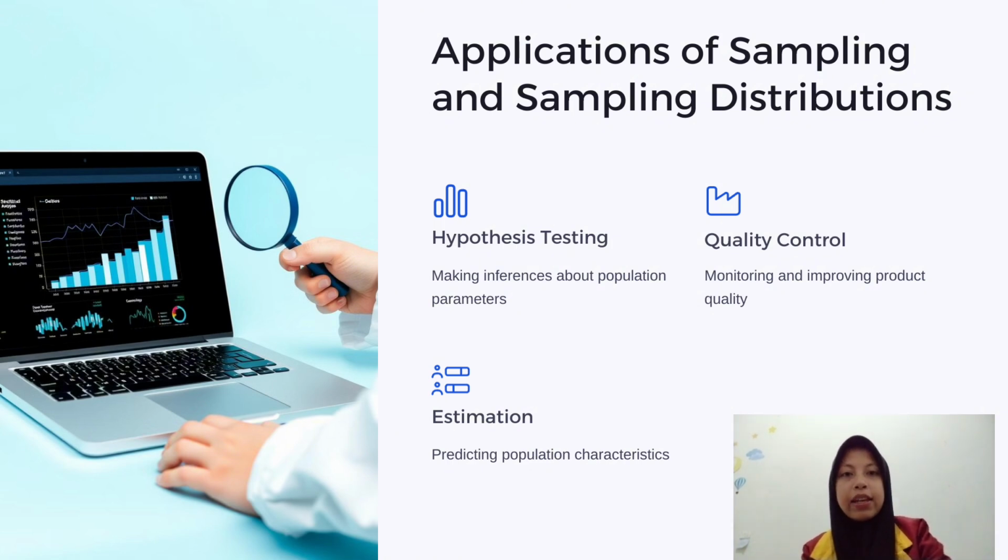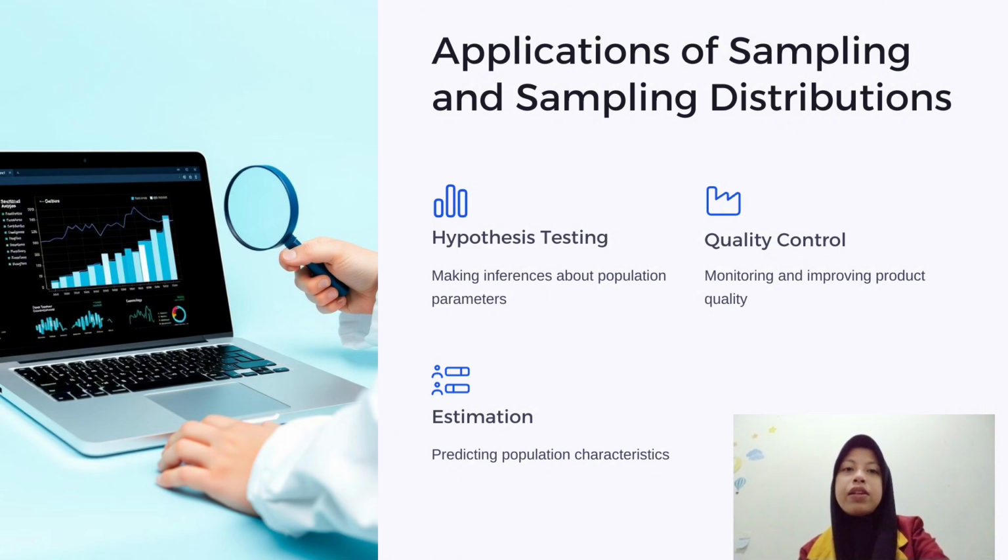The second is quality control. Manufacturers use sampling distribution to assess product quality. Example, testing 10 out of every 1,000 light bulbs to ensure they meet specification.